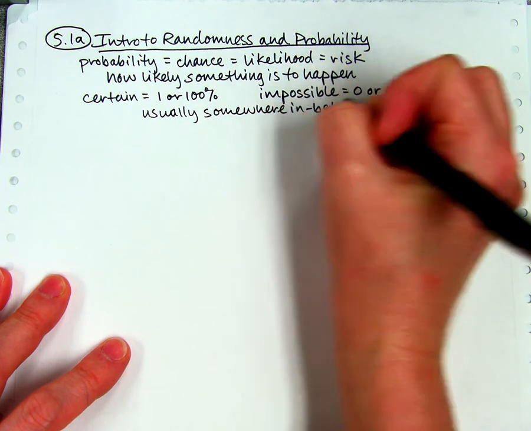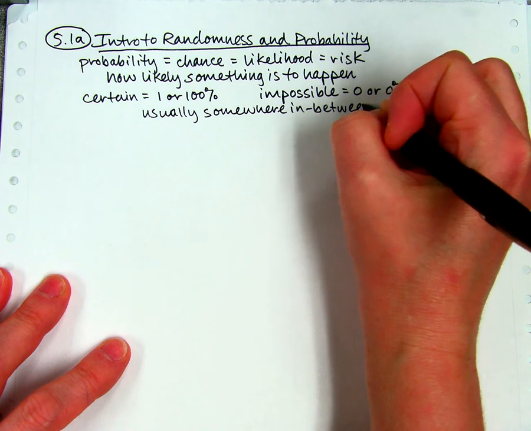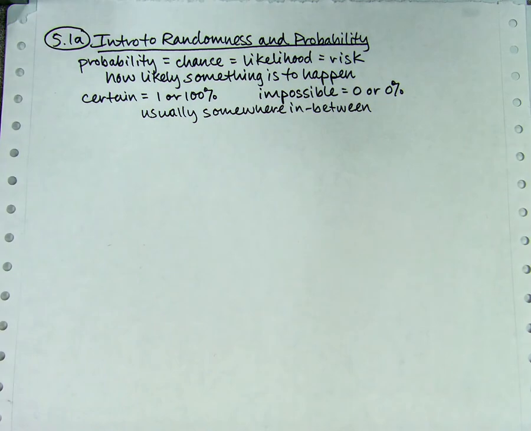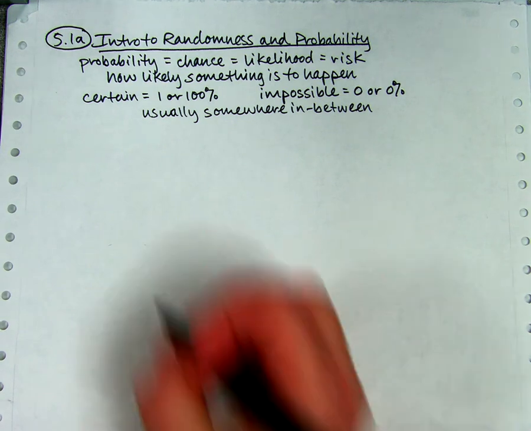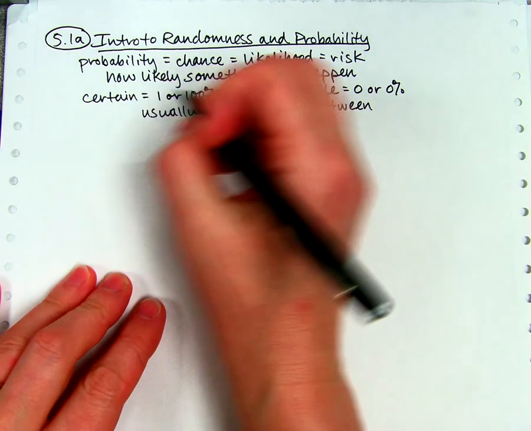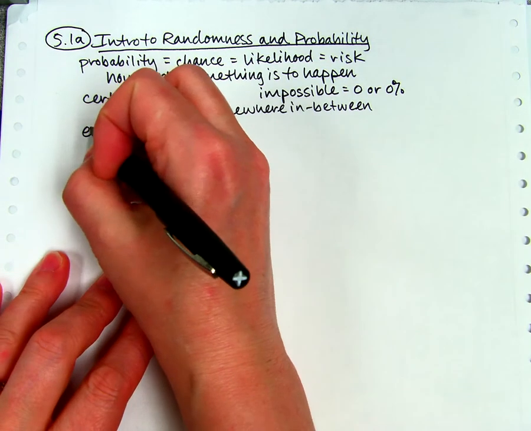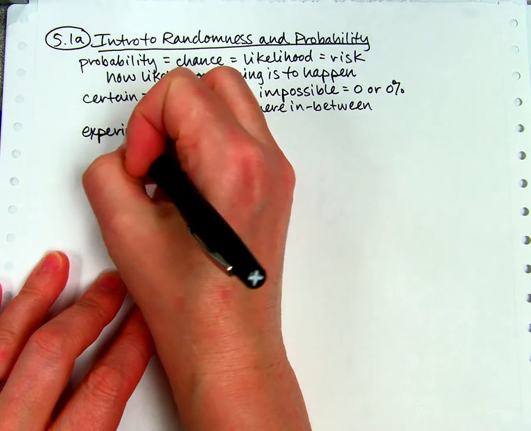Because it's hard to think of something that is absolutely impossible. For instance, you flip a coin and you might say that the chances of it landing on its edge are impossible, but then somebody might argue, oh no, there's a really small possibility that that might actually happen. So we're mostly going to be working with stuff that's not exactly 0 or 1, but somewhere in between. And a few types of probability: experimental versus theoretical.